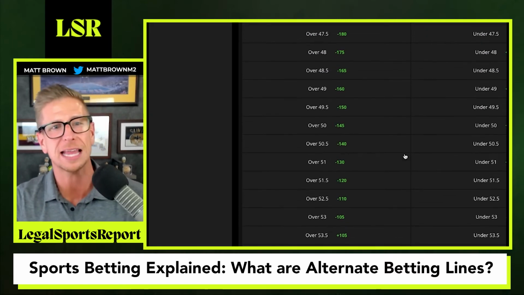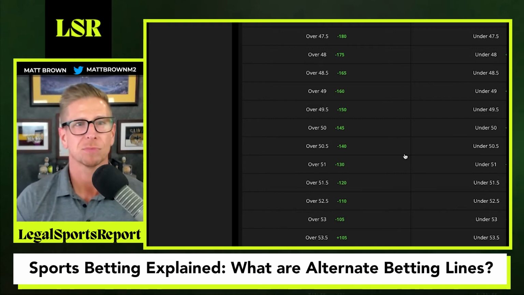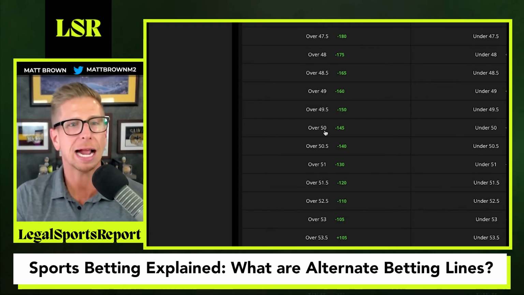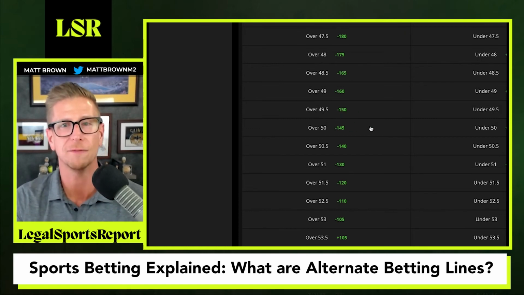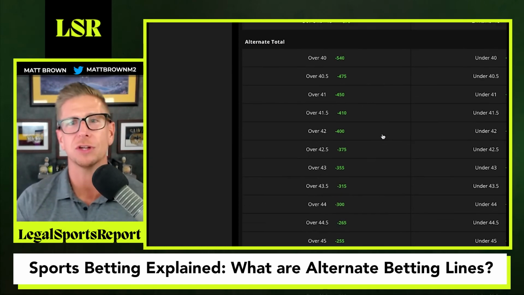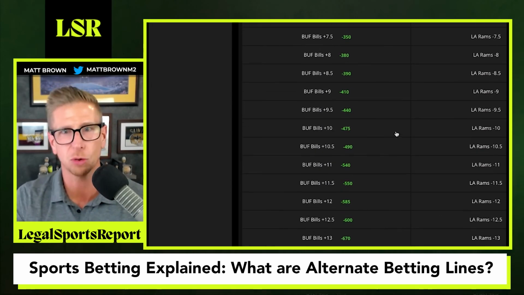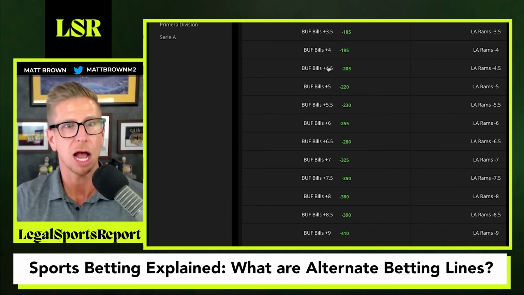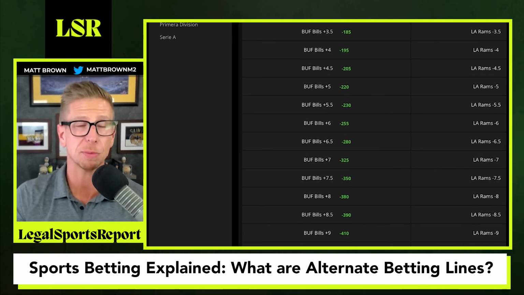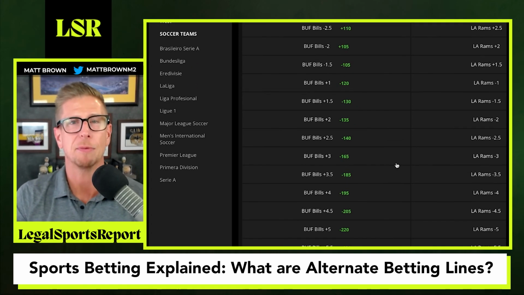Say I really don't like that 52 number. I think it'll be a high scoring game, but just not quite 52 points. Well, I could take the over 49.5, but I would have to pay minus 150. So you can go into each individual game, look at the alternate lines or the alternate totals, and bet those. However, just be very aware of how much it's going to cost you or how much money you get back in return if it's a plus money type of bet as well.